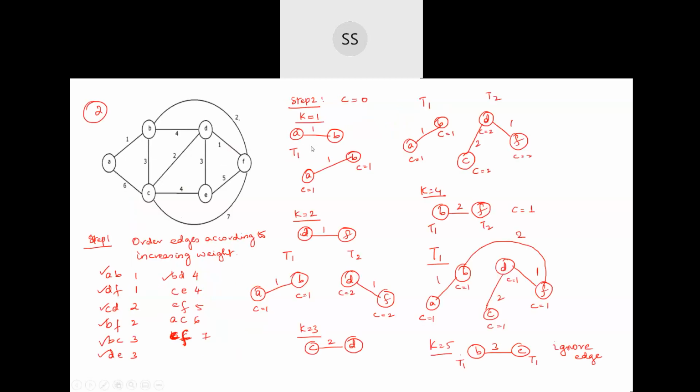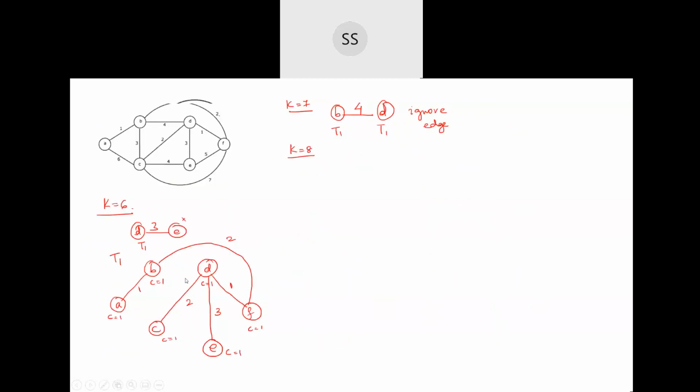The next edge is going to be CE. So I have got C and I have got E. And what is the weight which connects it? It is said to be 4. Again, I'll check. C belongs to the tree T1 and E belongs to the tree T1. So again, I'm going to ignore the edge because they belong to the same tree.